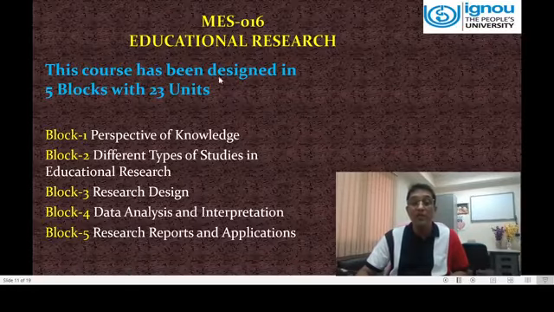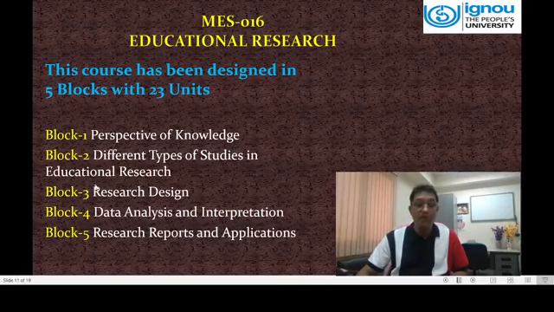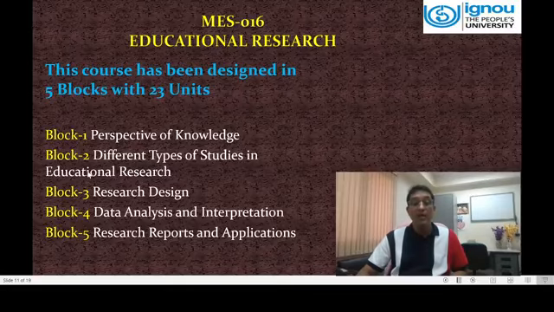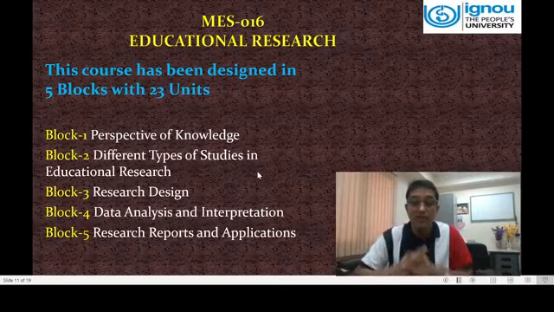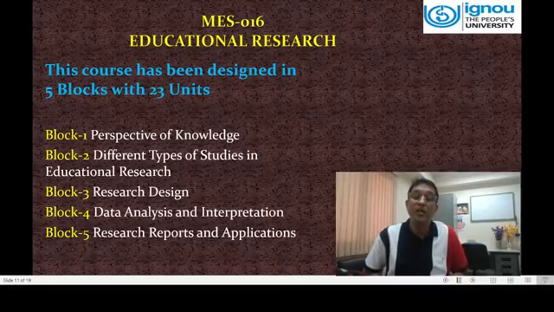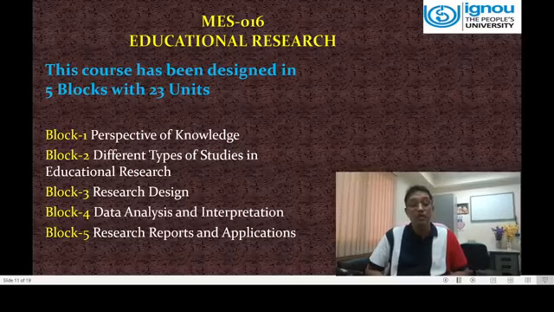So far as the MES 016 educational research course is concerned, the course MES 016 is designed in 5 different blocks. Block 1 title is Perspective of Knowledge, that today we are going to discuss in detail. And block 2 is different types of studies in educational research. So for conducting educational research, what are the different types of studies that we are supposed to conduct? Okay, so that understanding you will get from this block.